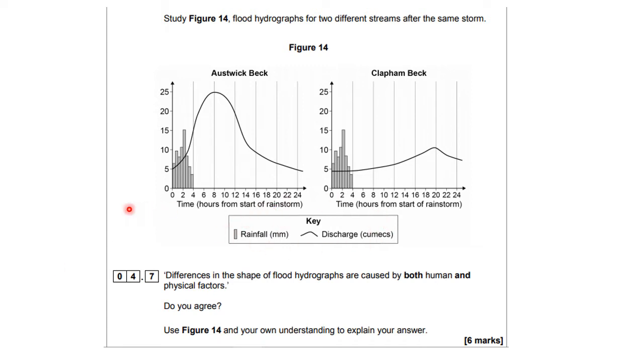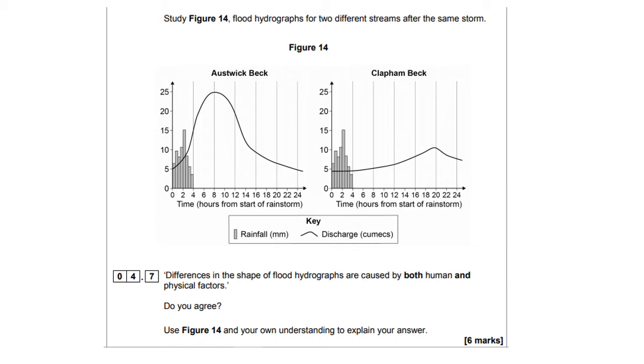In essence, the black line shows the amount of water in a river, the blue bars show the amount of rainfall. They're always very easy questions, just don't panic. Particularly easy here as they've actually given you a key as well. So don't panic when you get hydrograph questions, they are straightforward.